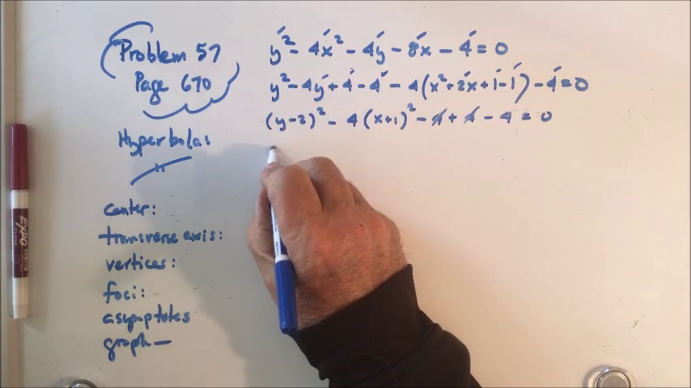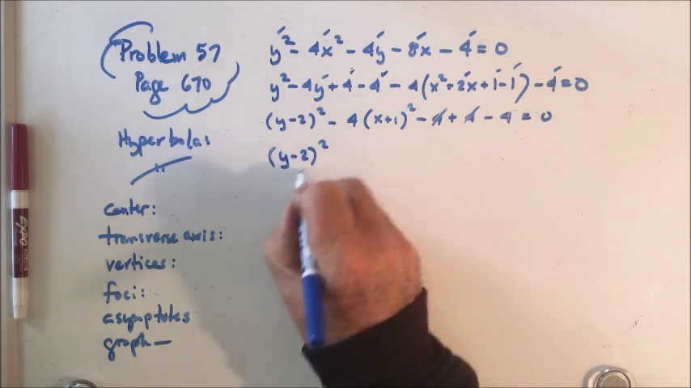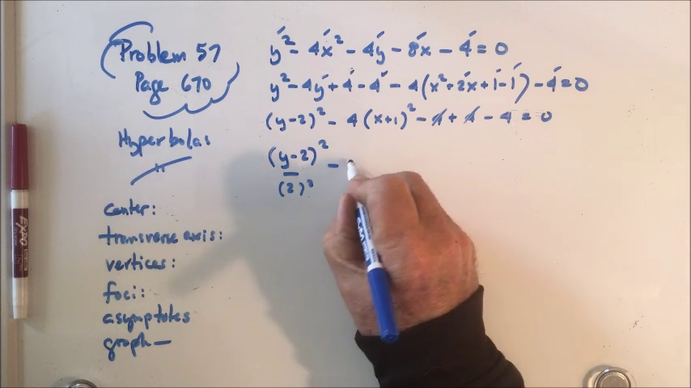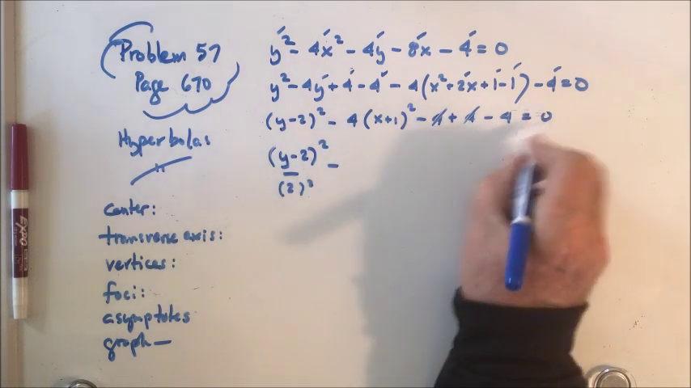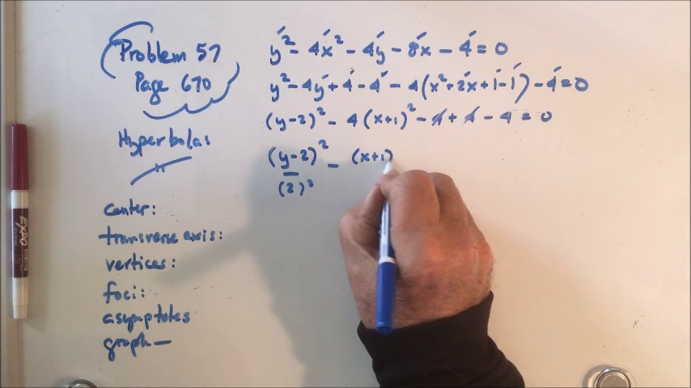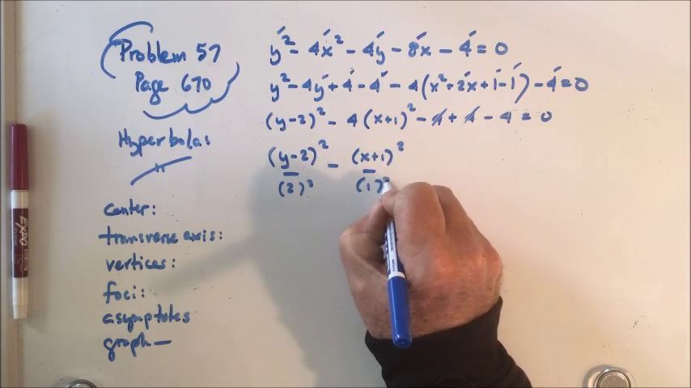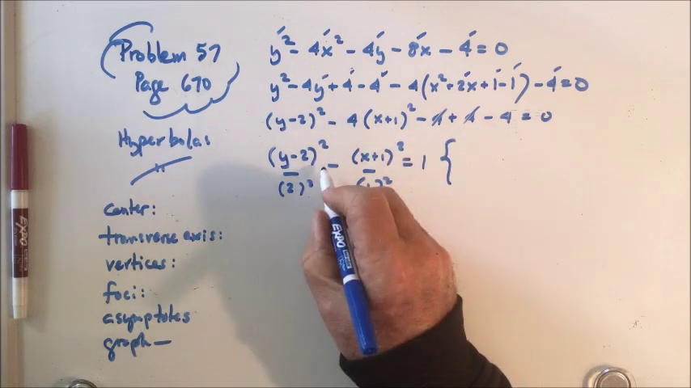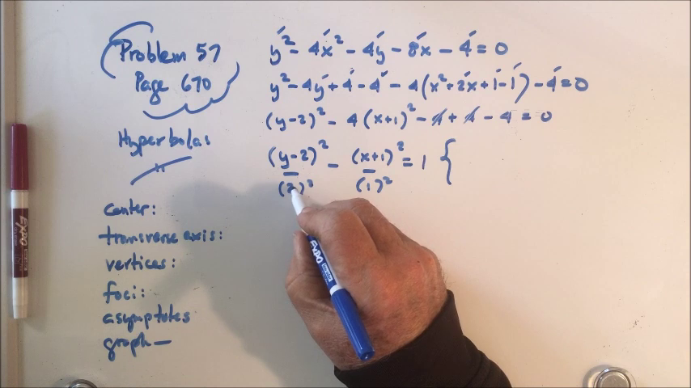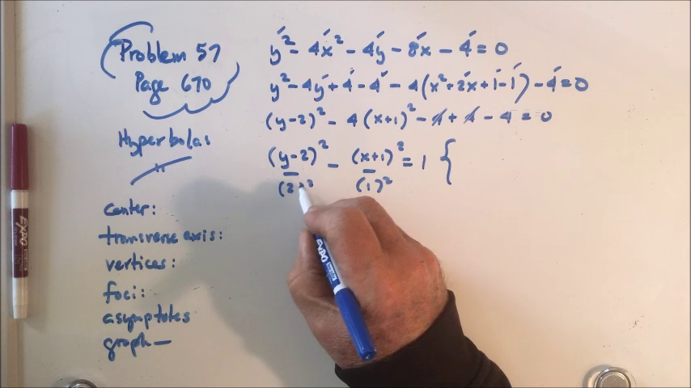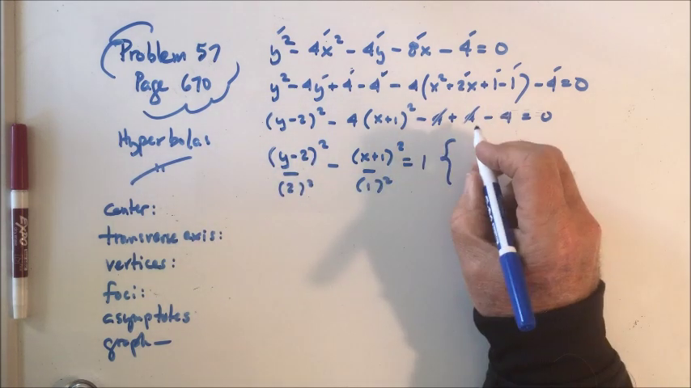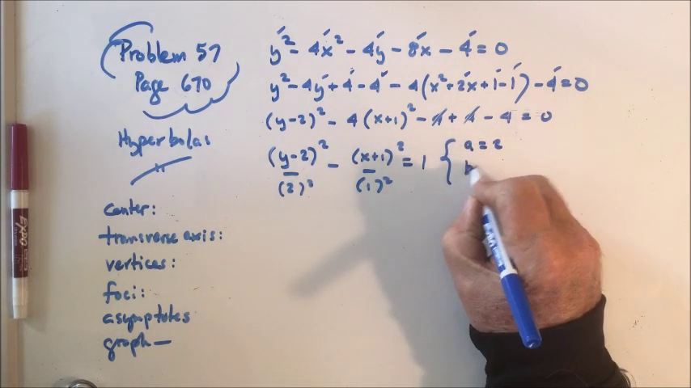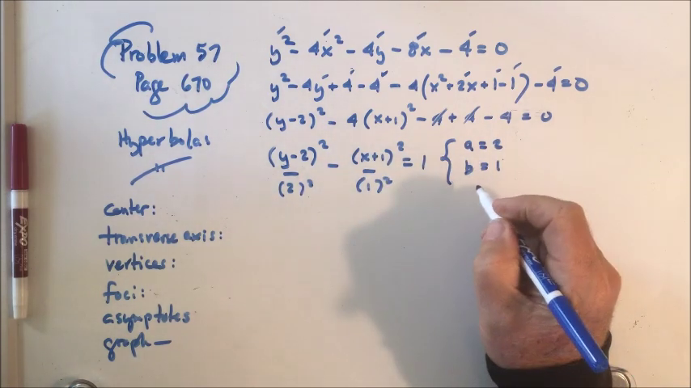Divide by 4. And you have got y minus 2 squared all over 2 squared minus, what are we doing? The 4's went away, so I've got x plus 1 squared all over 1 squared, and that's equal to 1. And let's just break it down. The a is associated with the transverse axis, and it is associated with y. So a is equal to 2. B is equal to 1. Everything that is not an A is a B.